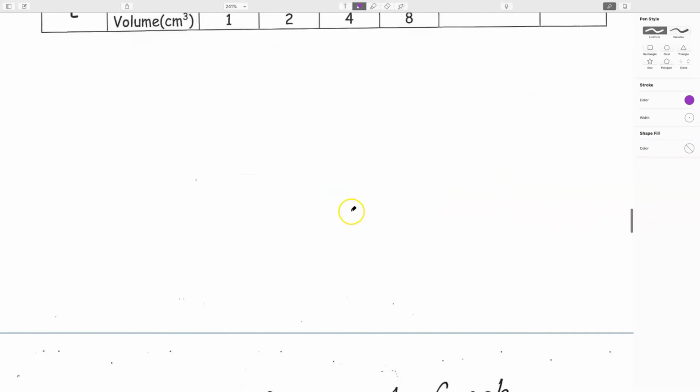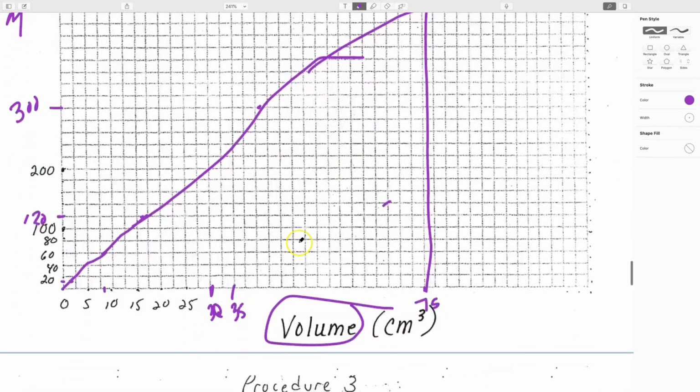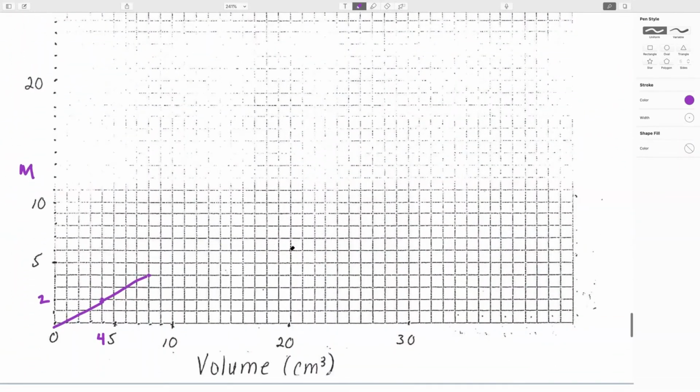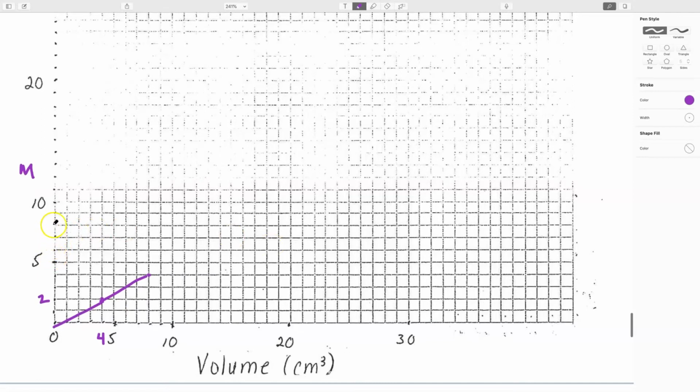Do 8 and 16. So again, 8 would be on a mass, 5, 6, 7, 8. This is 8. 16 would be 11, 12, 13, 14, 15, 16. I'm coming up from this line. I'm coming in from that one. This is your 8 and 16.